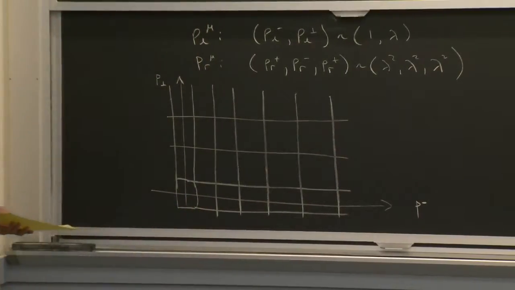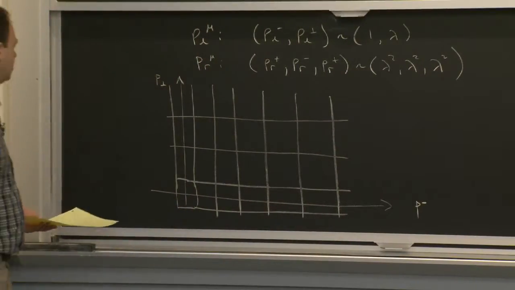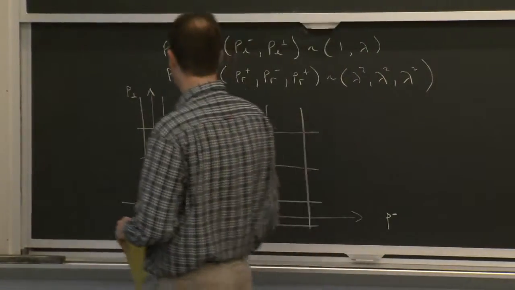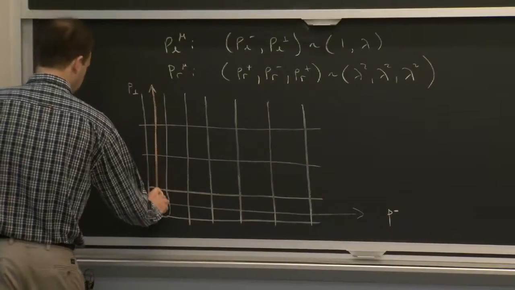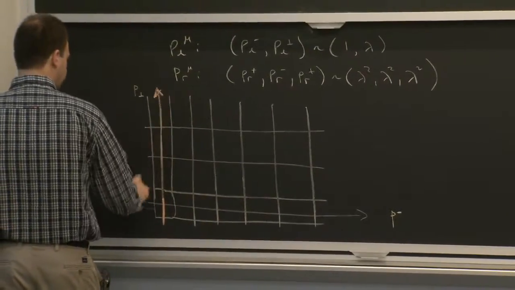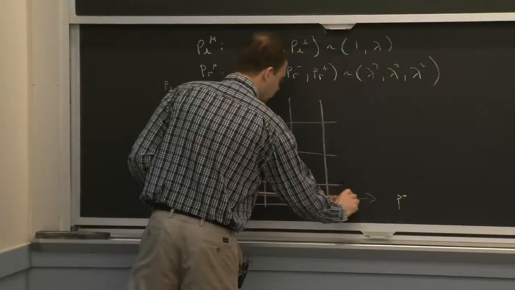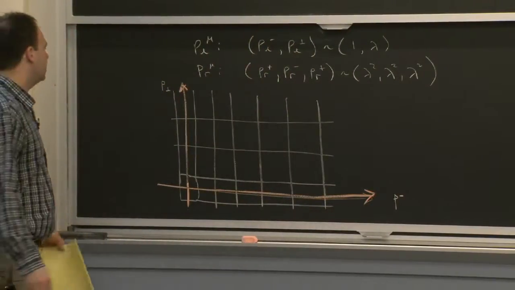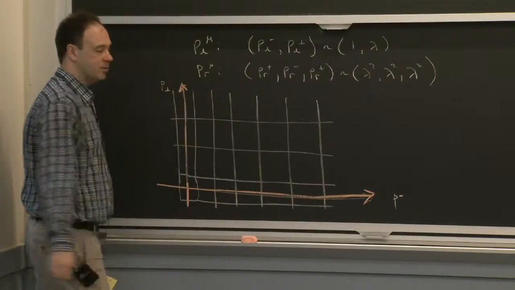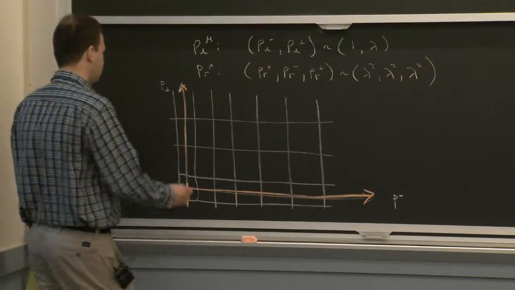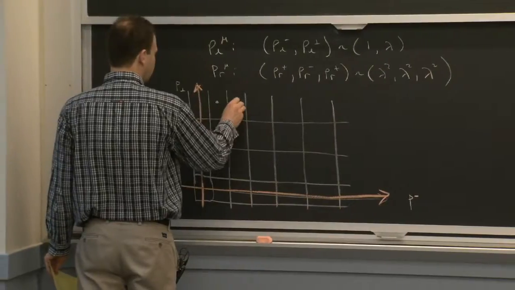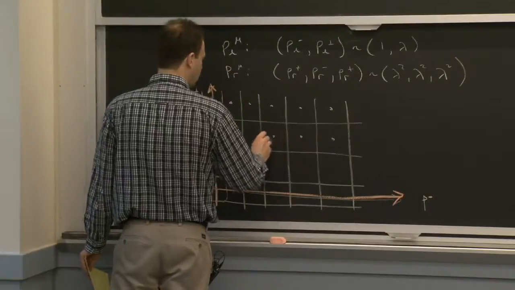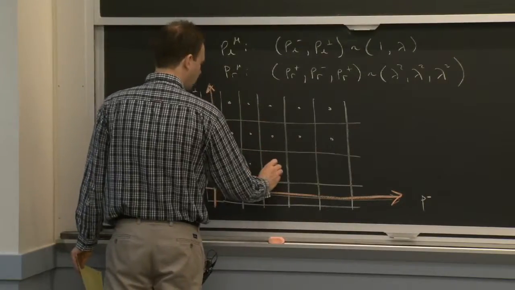The way I want to make this split precise is I'm going to think, okay, so I should have maybe made my axes in a different color to distinguish them from the grid. Let's make them orange. The way I want to think about these two types of momenta is I'm going to think about these p_L's as discrete and the p_R's as continuous. So let's think about the p_L's as labeling these points at the center of each of these boxes in the grid.